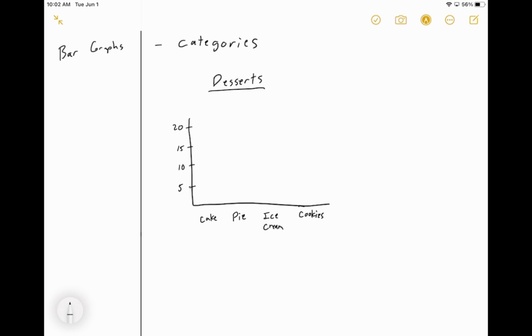And then I can say, okay, let's put the data onto the chart. So for cake, we had 2 people that like cake the most. So I'm just going to guesstimate where that is. I'm going to do a little bar. Only 1 person liked pie. Oh, sorry, 3 people. Sorry, I had 3 people who liked cake. For pie, I had 1 person, so I'm going to draw a little one right here.